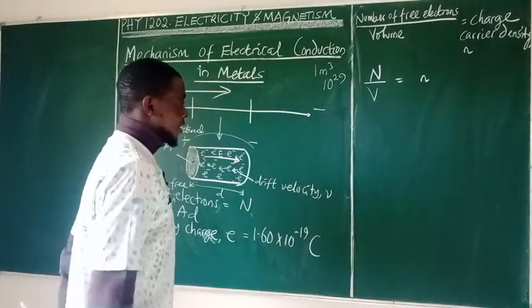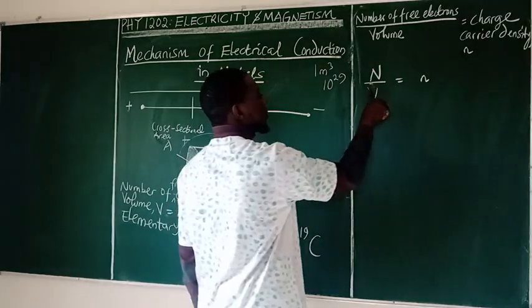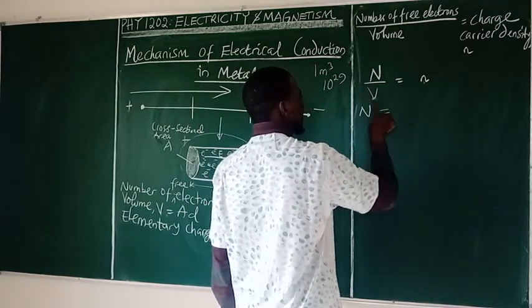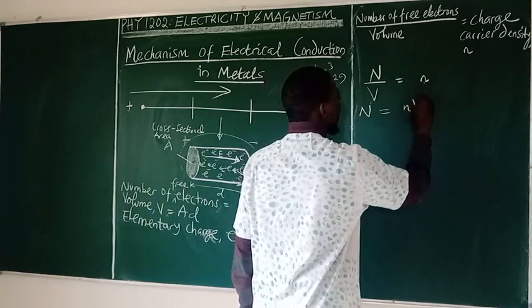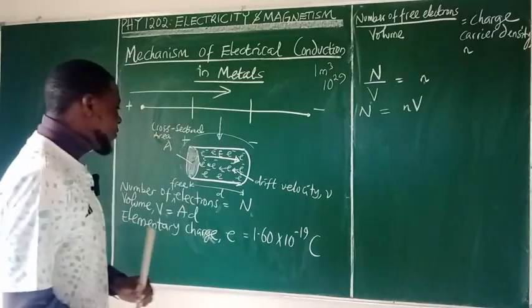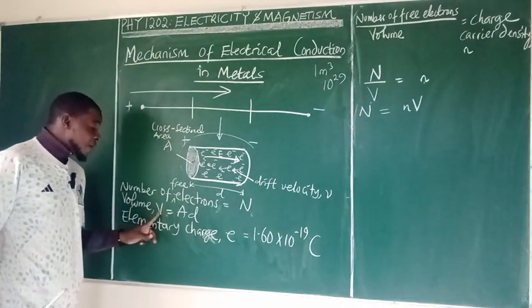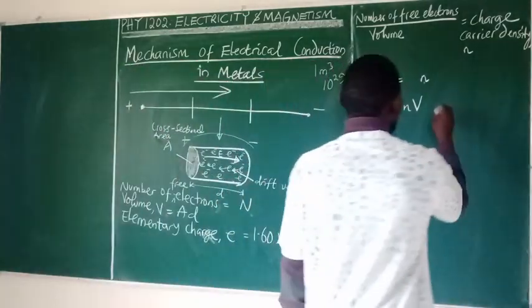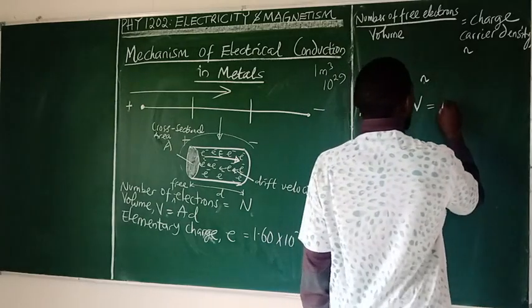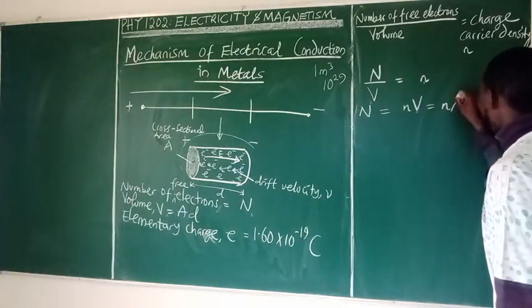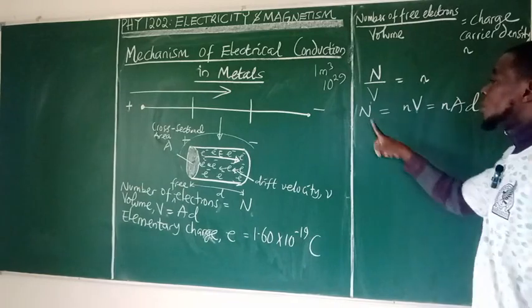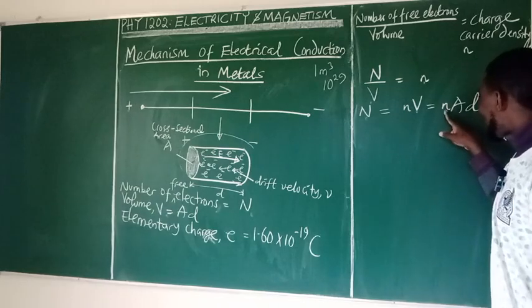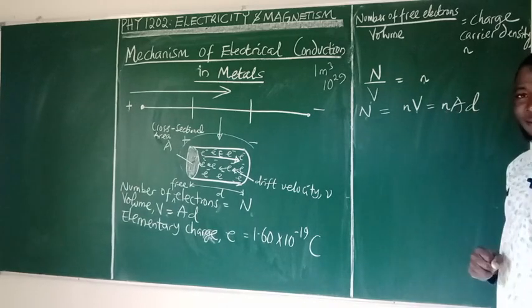From this relationship, I can make capital N the subject of the formula, and N becomes n times V. Moving back, you can see that our V is AD. Instead of V, I can write AD. So the number of free electrons that I have is given as nAD.